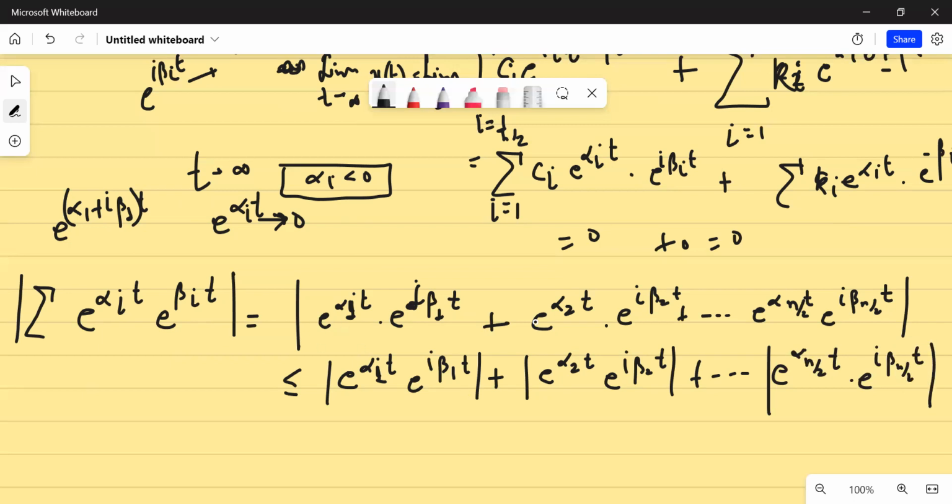Is that clear? This is from the triangle inequality. The triangle inequality says that if you take the mod of a1 plus a2 plus a3, it is always less than or equal to mod of a1 plus mod of a2 plus mod of a3, and so on. This is the triangle inequality. Is that clear? Now, what will be less than or equal? Because I know that the mod of e^(iβ_1 t) is always equal to 1. Is that clear? Because this would be cos β_1 t plus i sin β_1 t, isn't it?